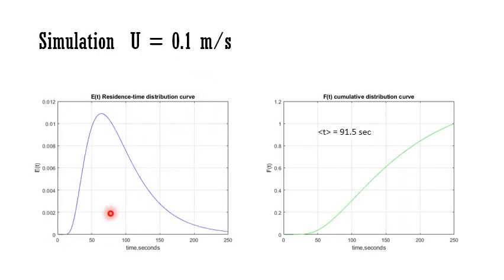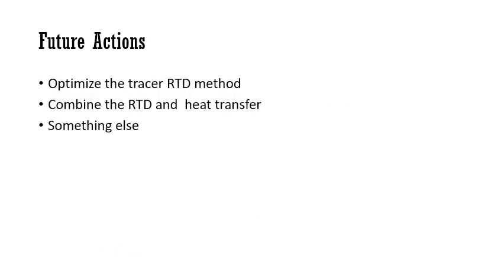Then I increased the flow for another one, and you can sort of see the time decreased, and the residence time distribution curve shifted towards a shorter time. And here's the cumulative residence time distribution function. Nothing exciting there. And okay, that's it.